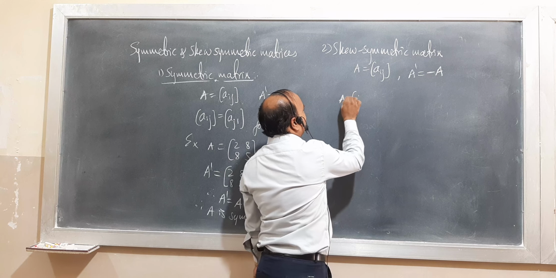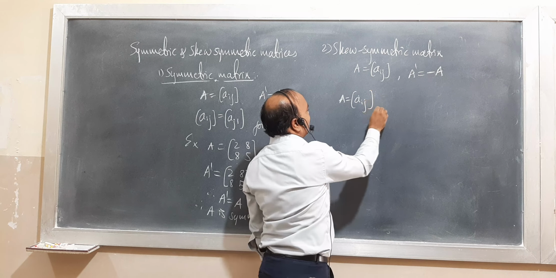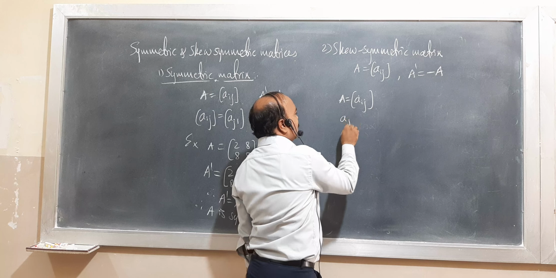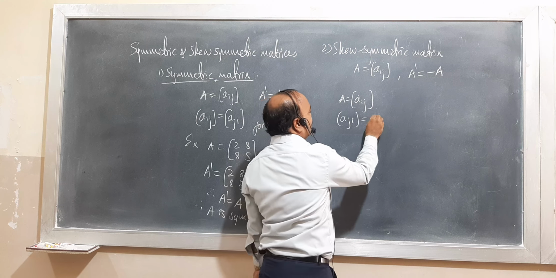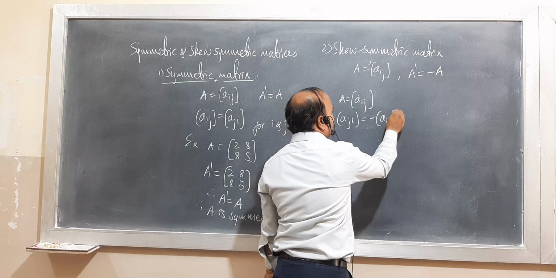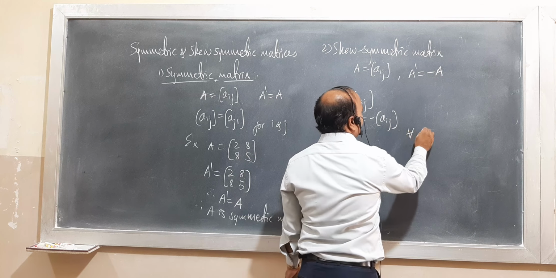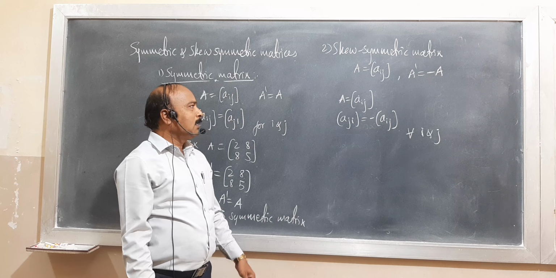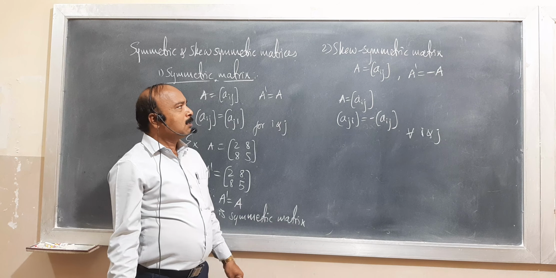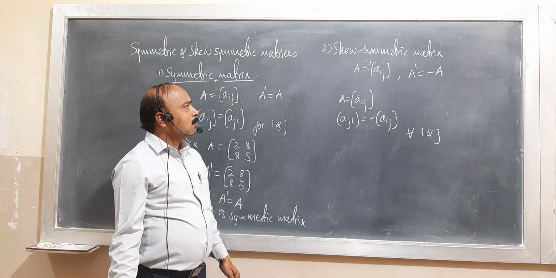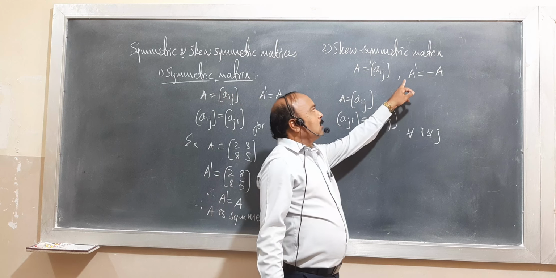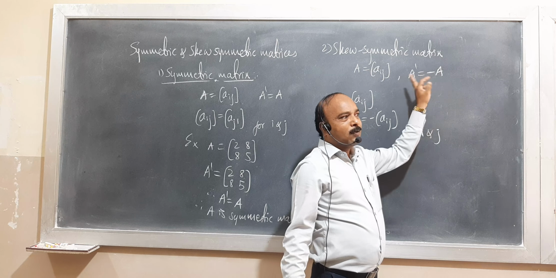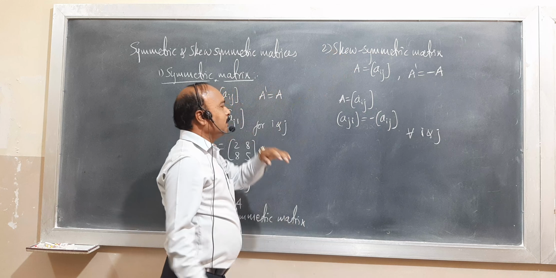If A equal to Aij, it is said to be skew symmetric matrix only when Aji equal to minus of Aij, for all possible values of i and j. Such type of matrix is considered as skew symmetric matrix. Here we observe that the transpose of A should be equal to the negative of the given matrix. If both are equal, then it is considered as skew symmetric matrix.